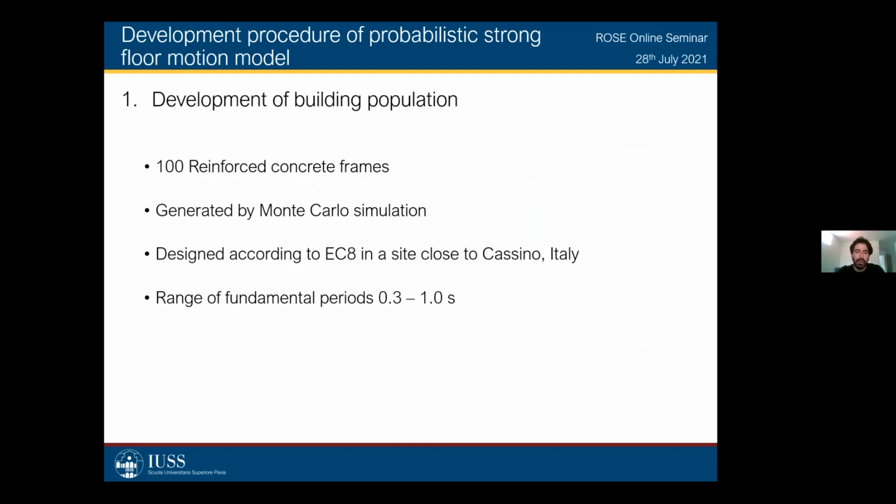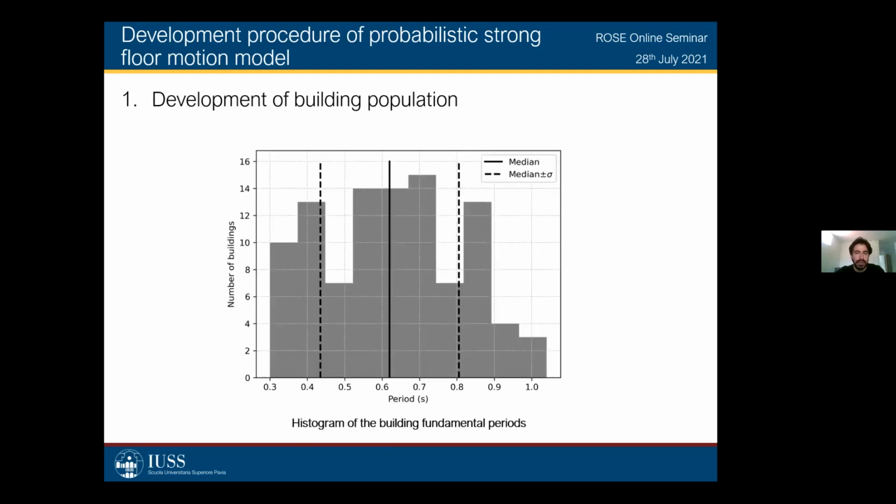And also, these buildings, once they were generated, were designed according to Eurocode 8 in a site close to Cassino, Italy. And the range of fundamental periods is basically between 0.3 and 1 second. So as you can see, even though we're just considering moment resistant frames, the range of periods is quite wide. So it also encloses period values that are typical of other seismic force resisting systems. So this is an important characteristic that this building portfolio has.